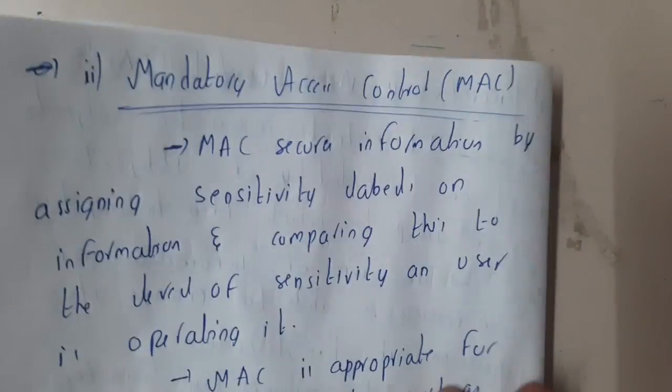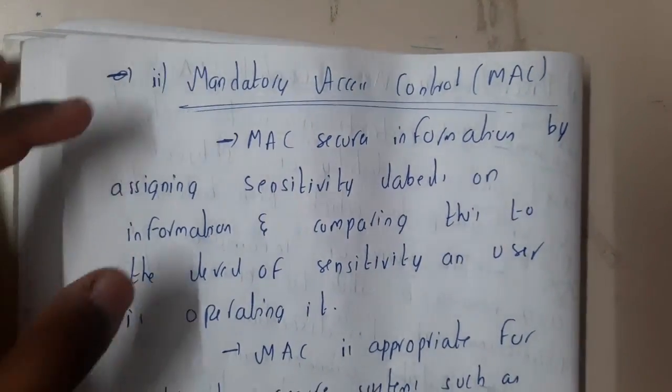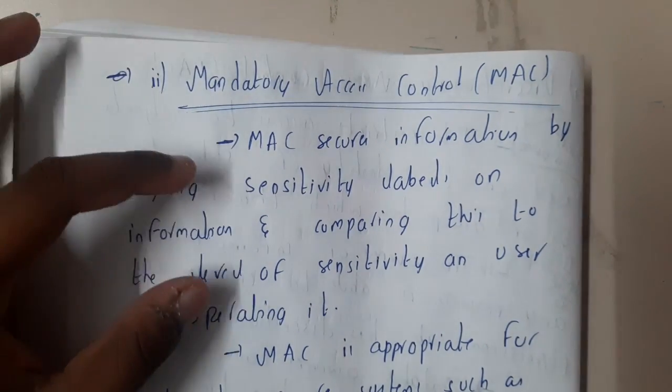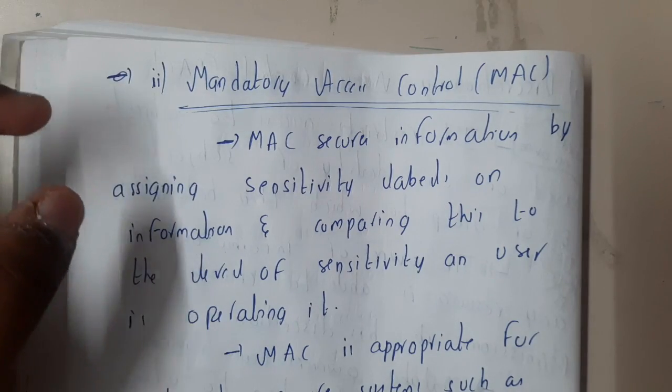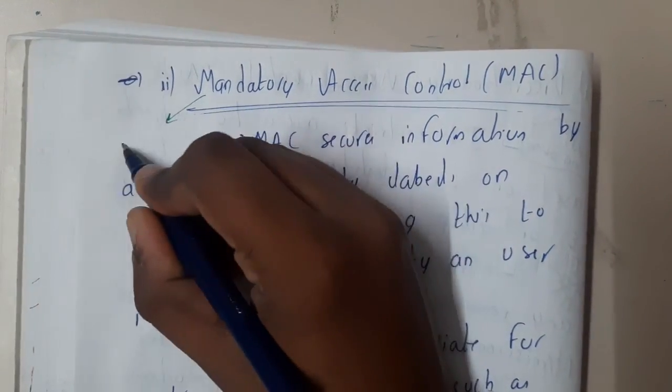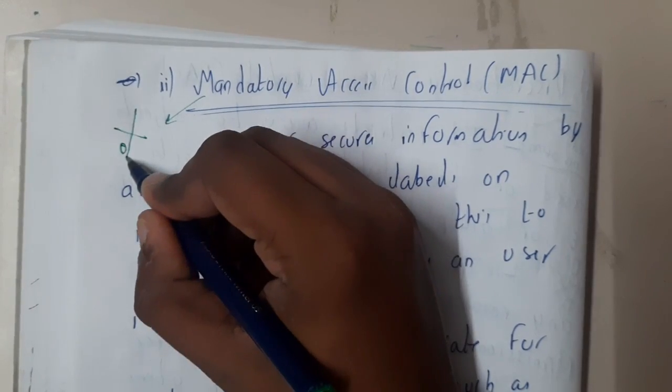The second type is mandatory access control. A simple way to think of it is that MAC is the strict version of DAC. Here the trick is that even the owner cannot do any kind of operation.